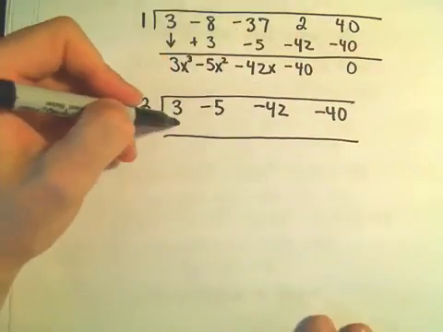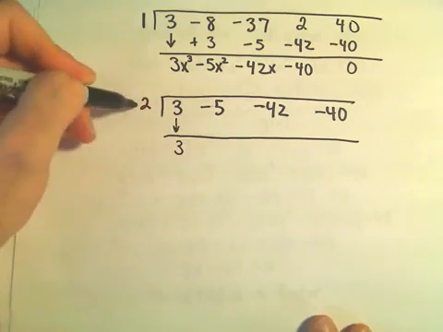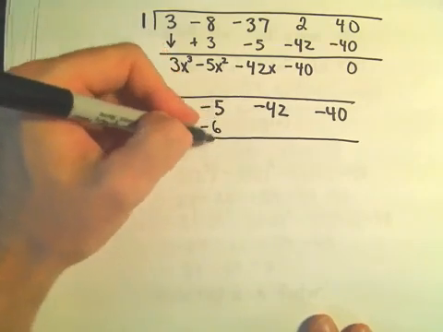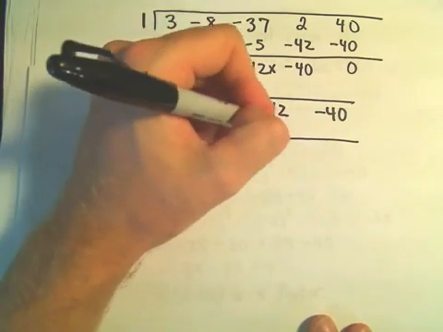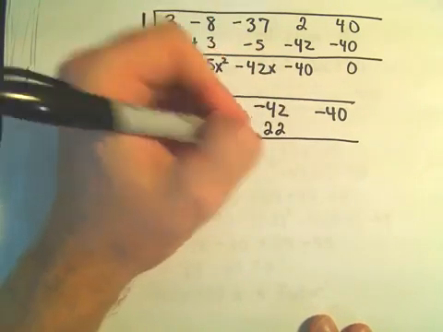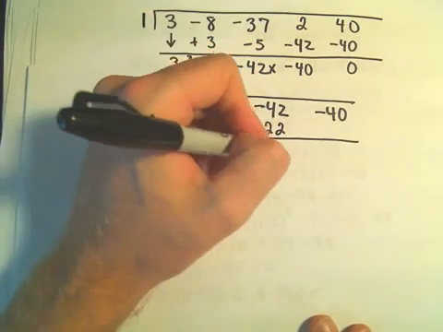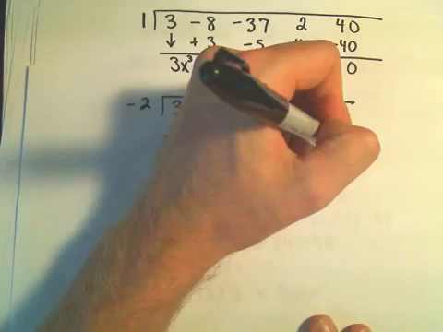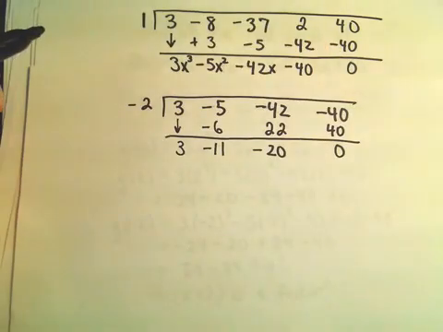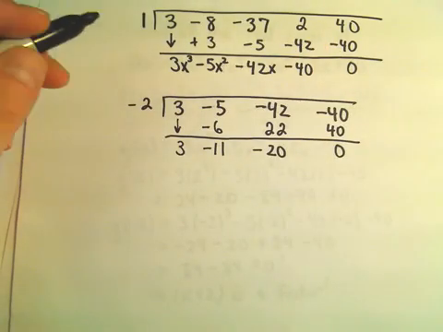Let's be careful with our arithmetic, so we just drop down the 3. Negative 2 and 3 is negative 6. If we add, we get negative 11. Negative 2 and negative 11 is positive 22. Again, if we add, we get negative 20. And negative 2 times negative 20 is positive 40. If we add, we get our remainder of 0, just like we should get.